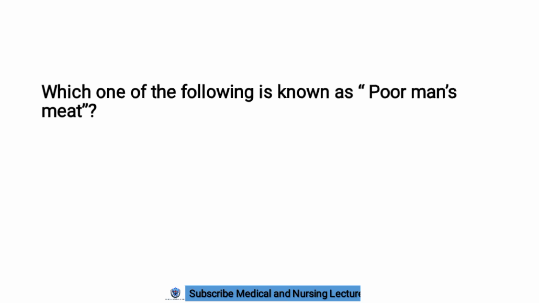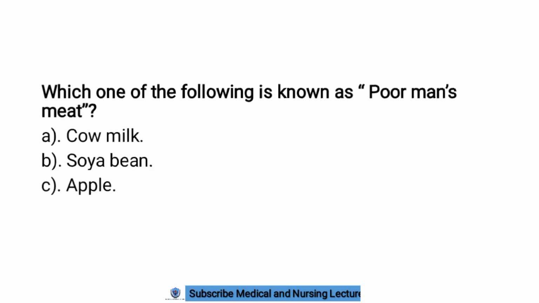Which one of the following is known as poor man's meat? Option A, cow milk. Option B, soya beans. Option C, apple. And the last option is chicken. Here the correct option is option B, soya beans is known as poor man's meat.